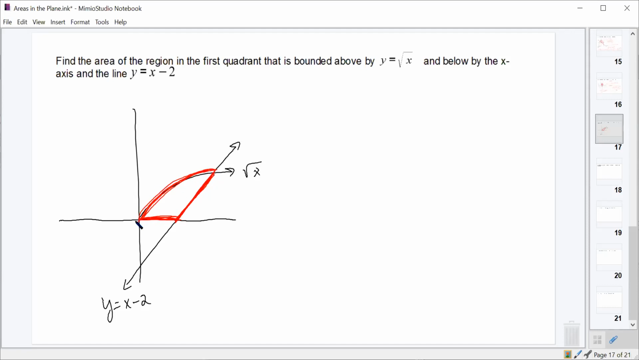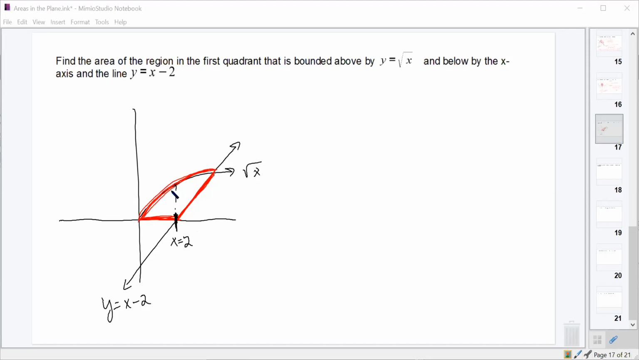I don't have f of x minus g of x. I have f of x minus g of x for part of it, and I have f of x minus some other g of x for part of it. So what do you think we should do? Maybe separate it at that point? Yeah? What is that point where it switches from the x-axis to the other function? Where does this line cross through the x-axis? X equals 2. Exactly.